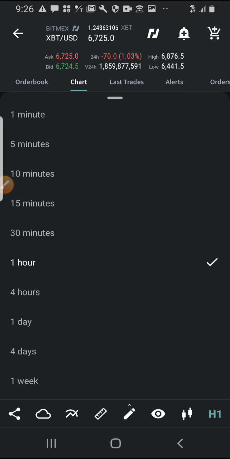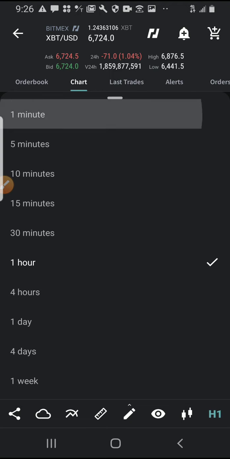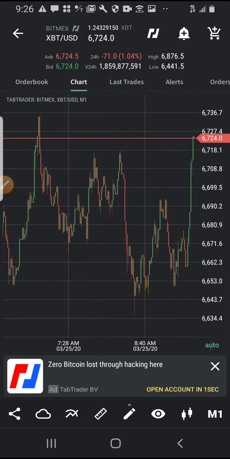I'm sure most of you already know how to get this done, but can we say that chart patterns can only be seen on 1 hour or 4 hours or 1 day? No, you can see chart patterns on 1 minute. Now, why I said you can see chart patterns on 1 minute, this is a very good example.